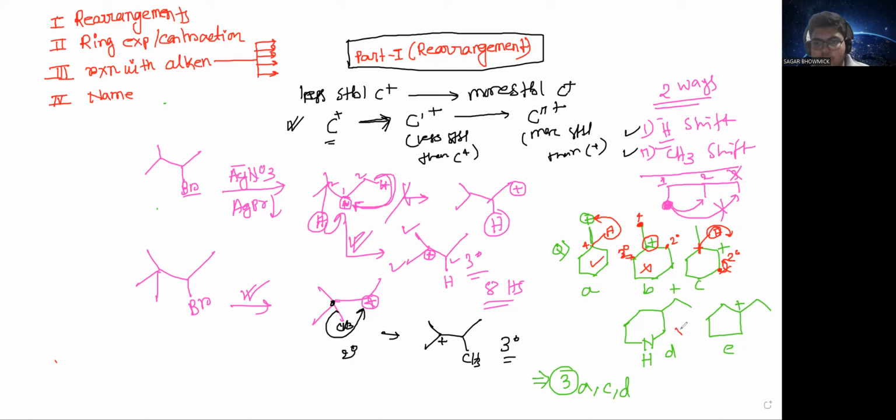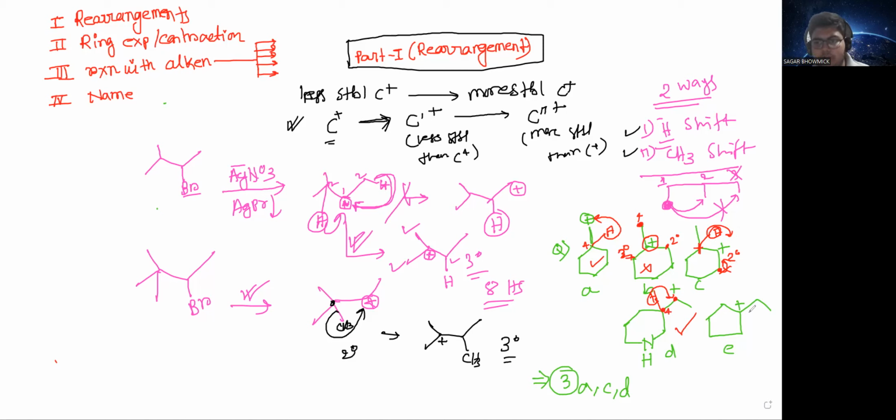D will also undergo hydride shift or rearrangement. From here, if hydride shift occurs, then 2 degree to 3 degree. This center was 2 degree cation. After hydride shift, it will be 3 degree. So this is also undergoing rearrangement.